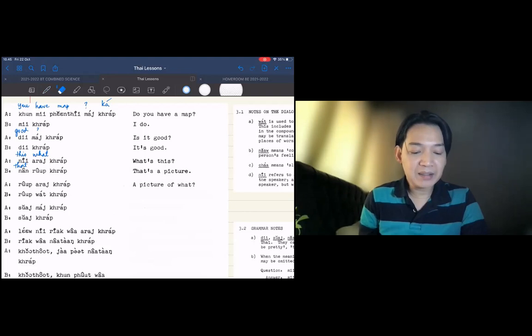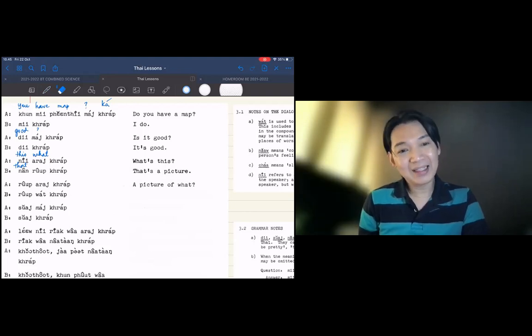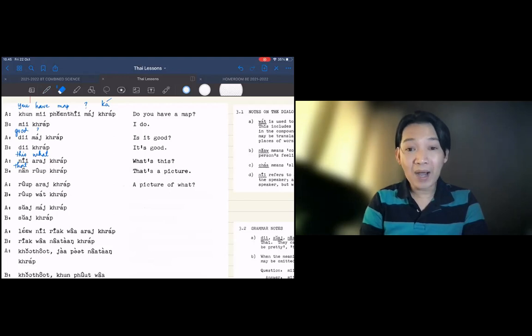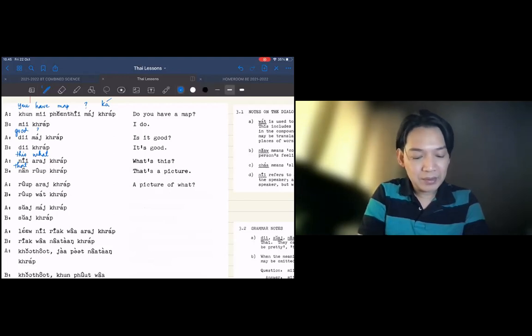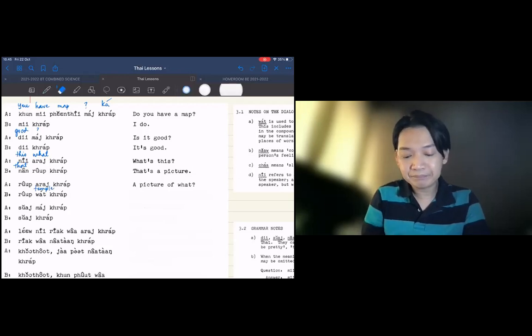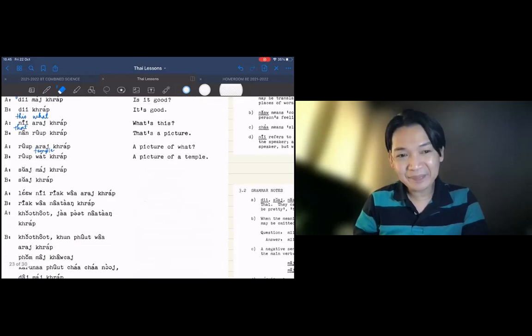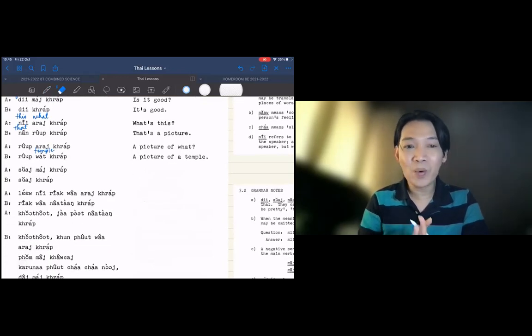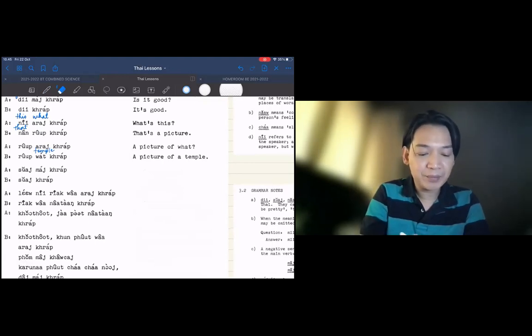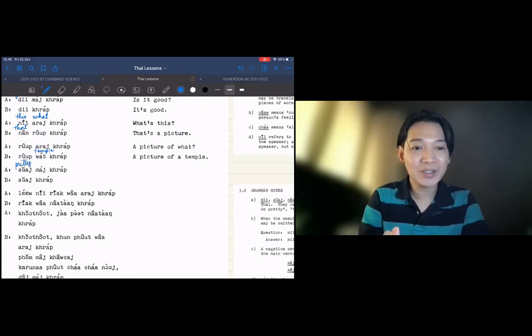And then speaker B answered, Roop what crap. Picture, Roop what is temple. So a picture of a temple crap. And then speaker A continued on, Suwaimay crap. So he is now asking whether the picture is beautiful or not. Suway is beautiful or pretty. So I'll use pretty here so that the word is a bit shorter.